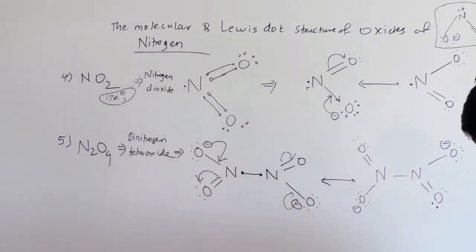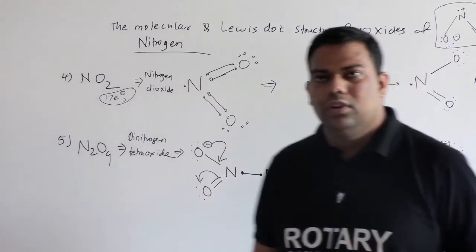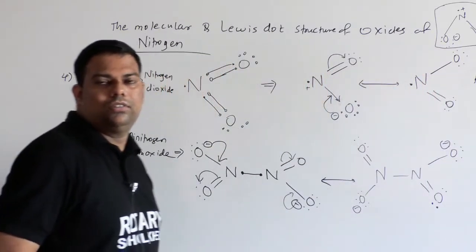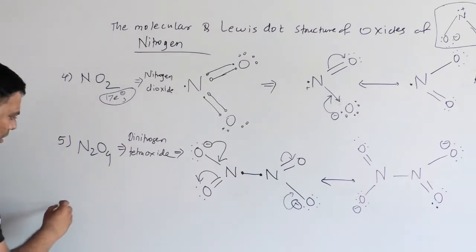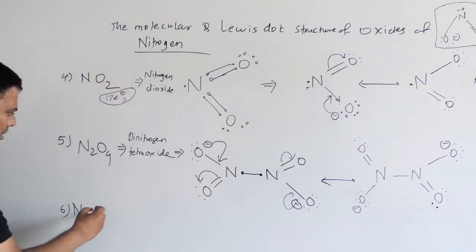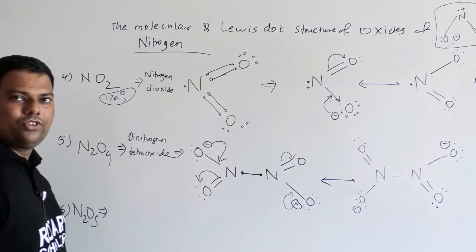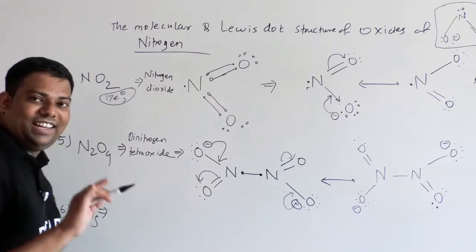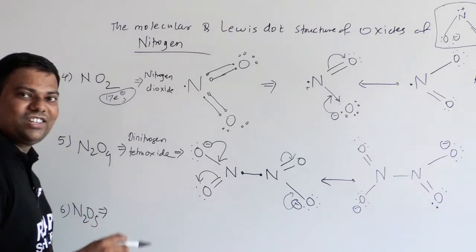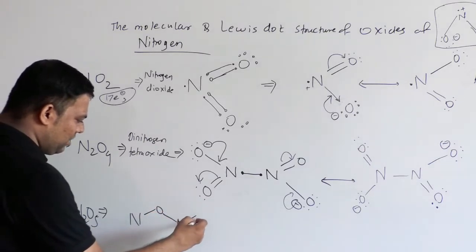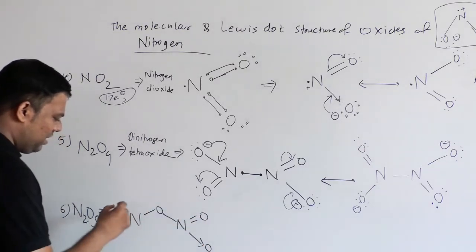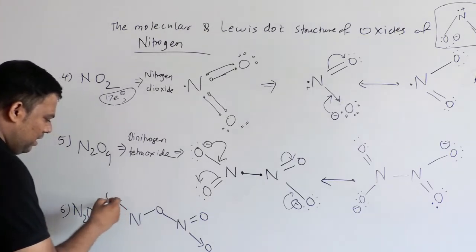One more remains, that is N2O5, dinitrogen pentoxide. So we can mention that here. I will draw the structure, the sixth one. N2O5, dinitrogen pentoxide. See here, I am writing the skeletal structure. You have to do it like this skeletal structure.